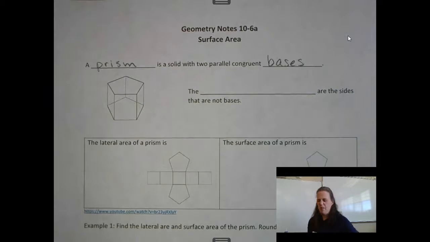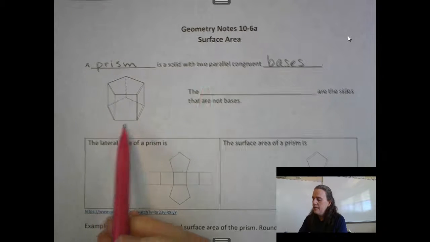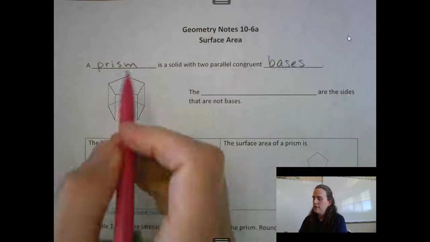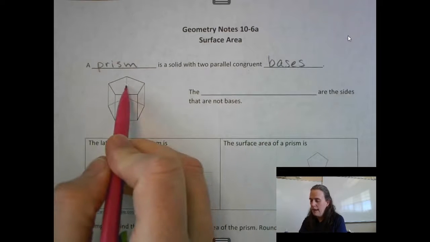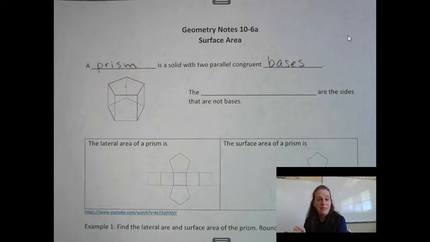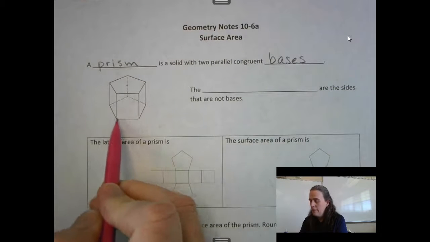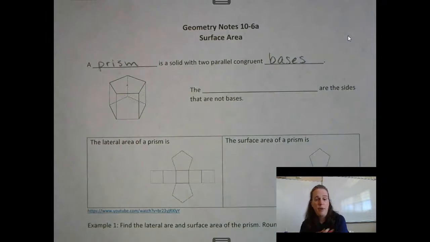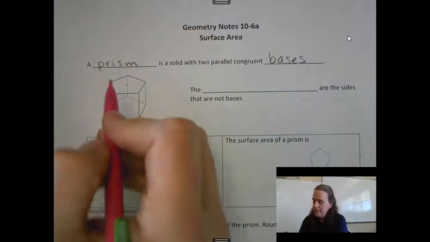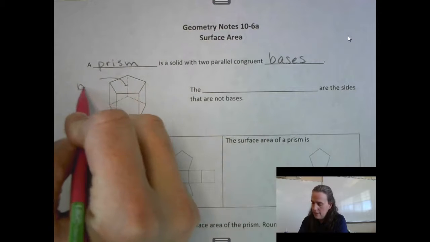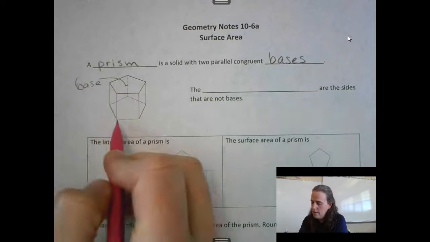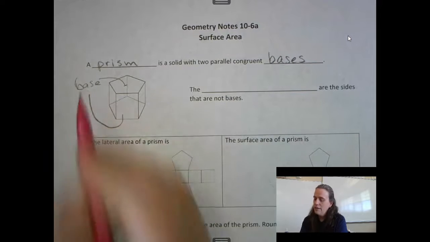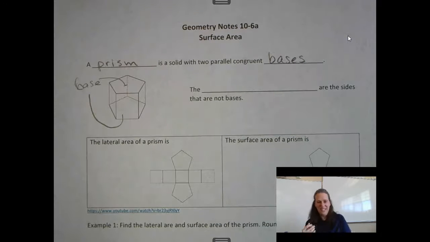So let's look at this figure that we've got drawn here. When we say two parallel congruent bases, on this one, it would be the top, which is five-sided, so a pentagon, and then the bottom matches it exactly. It's a five-sided pentagon. They're parallel, and they have the same number of sides. So let's say base 1, and then underneath, that one from underneath, base 2. Okay, so that's what a prism is.